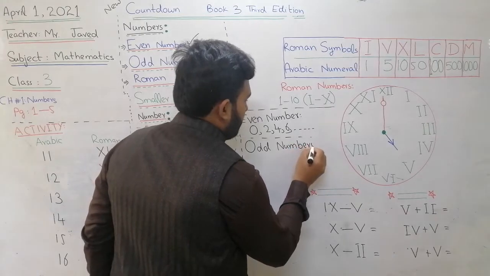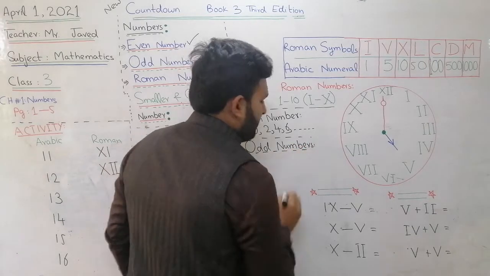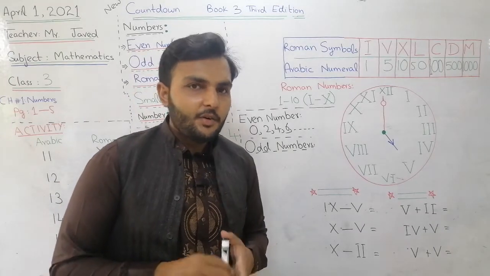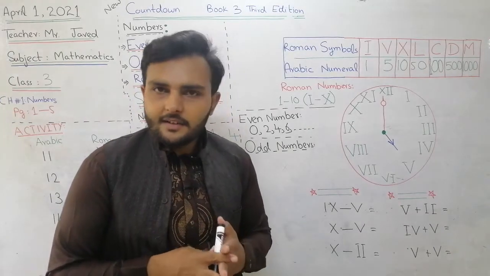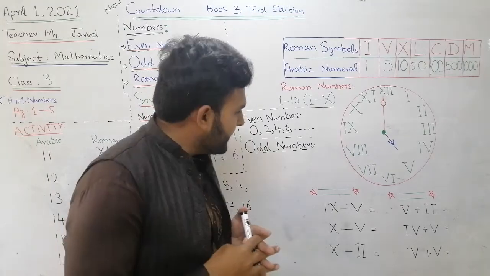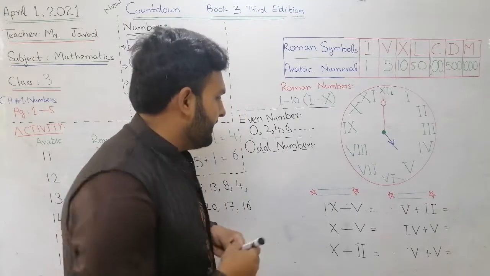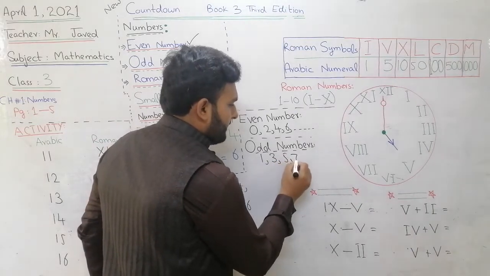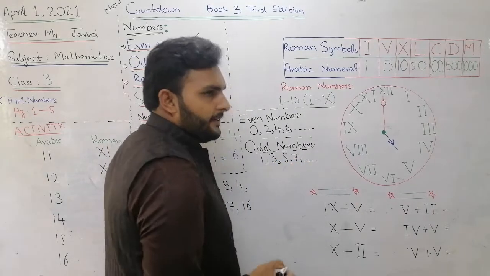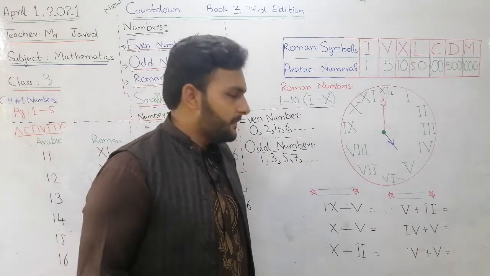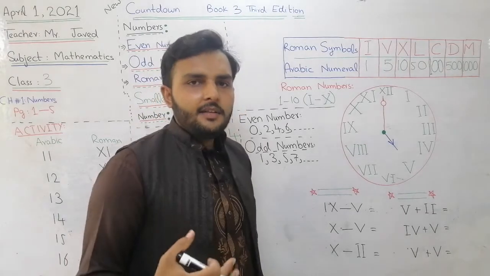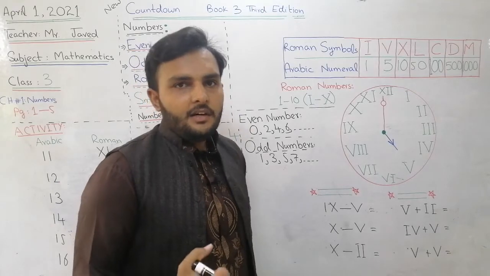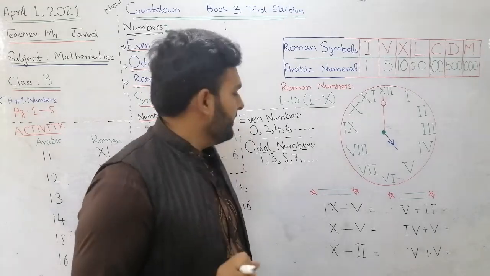Odd numbers are the numbers that are not exactly divided by 2. Like this: 1, 3, 5, 7, 9, 11, 13, 15, like this, 21, then after that 23, after that 31, then 33, 51, then 53, like this.